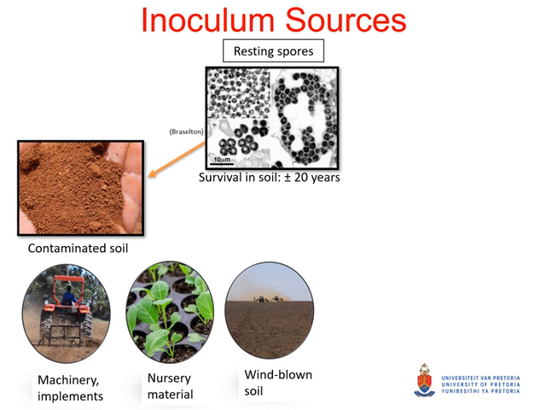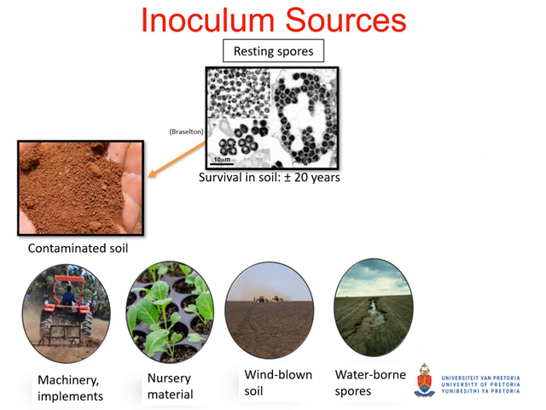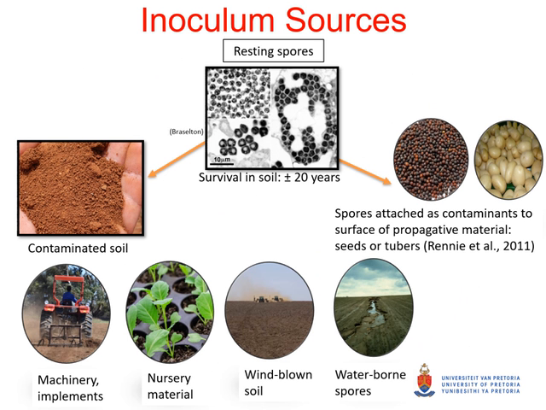Wind-blown soil is another way in which the contaminated soil can be spread from one field to another, and waterborne spores flowing or running off from one field to another. Additionally, spores that are attached to the surface of propagative material, such as seeds, or in the case of Spongospora, tubers, also serve as inoculum sources.